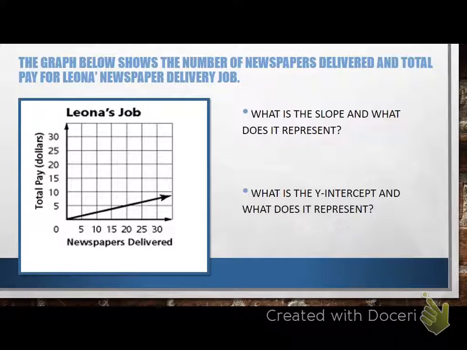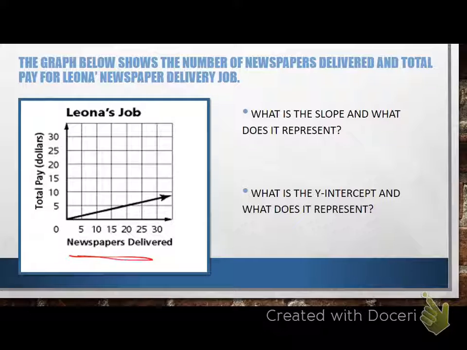Now, slope, x-intercept, y-intercept, what do they all mean? Well, in order to give them meaning, we need to add some context to our functions. And we need to understand that linear functions have a place in the real world. They do serve a purpose. Here's the graph of a linear function, right here, that helps us model Leona's newspaper job.